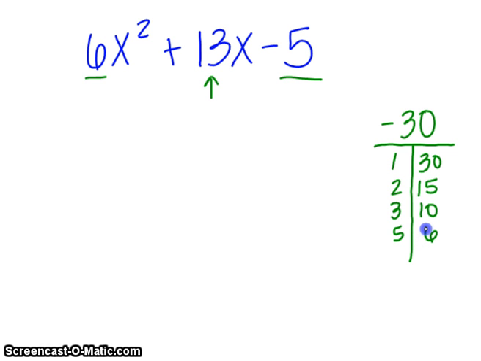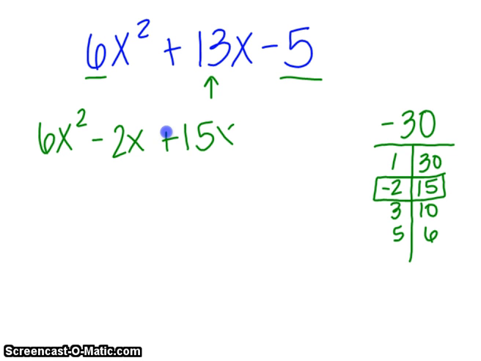If we look at these, we're looking for something to add together to be a positive 13, keeping in mind that one of these numbers in each pair would have to be negative. And if I look at this, I can see a positive 15 and a negative 2 would equal a positive 13. So our job is to split the middle here. We're going to split the 13x into a negative 2x and a positive 15x. So we're going to rewrite this as 6x squared minus 2x plus 15x minus 5. We haven't changed the value of this at all. We've just rewritten the positive 13x as a positive 15x and a negative 2x.